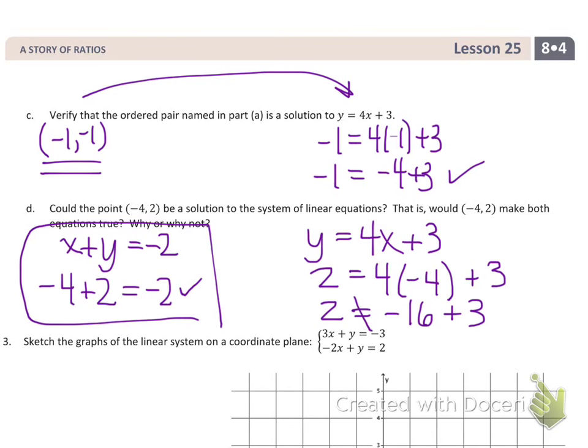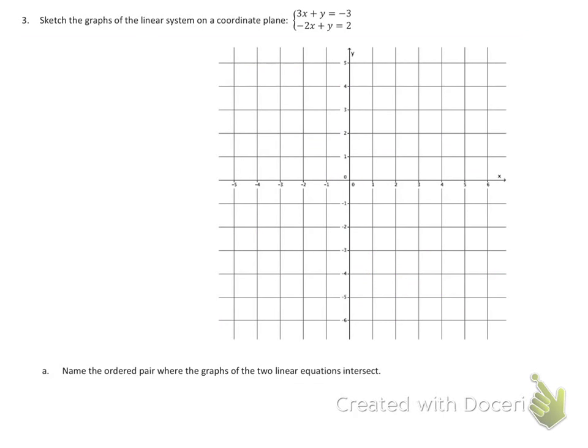Negative 16 plus 3 is negative 13. So not even close. So no, it cannot be a solution to that system of linear equations. Okay, you're beginning to see the pattern of what we're doing here.